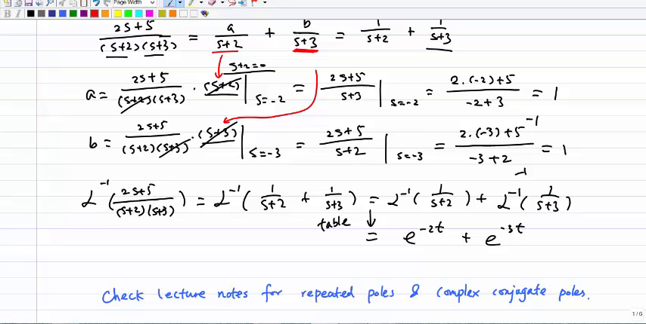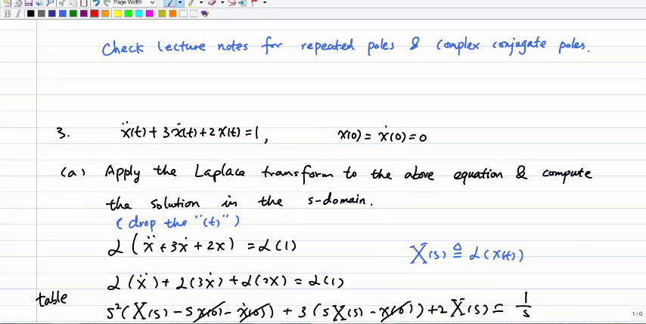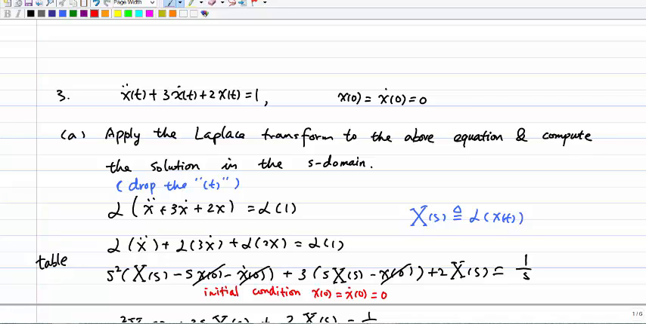Okay, so this example does not include the other two cases I mentioned. One is repeated poles, one is complex conjugate poles. You can check my previous videos for repeated poles or complex conjugate poles. The third question is about computing the solution to a differential equation using Laplace transform and inverse Laplace transform.